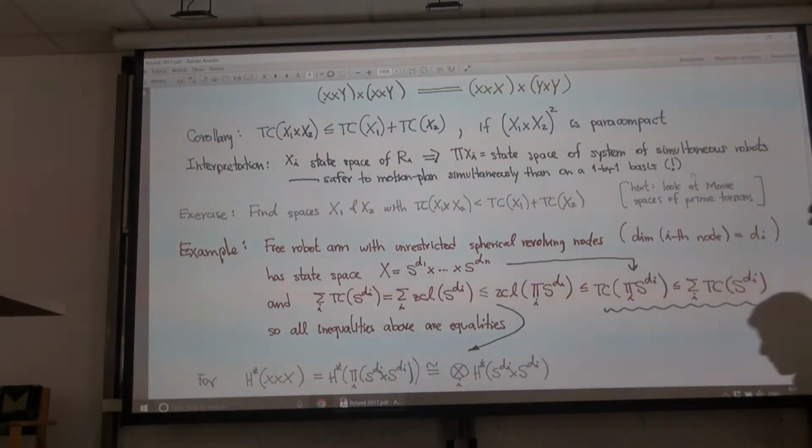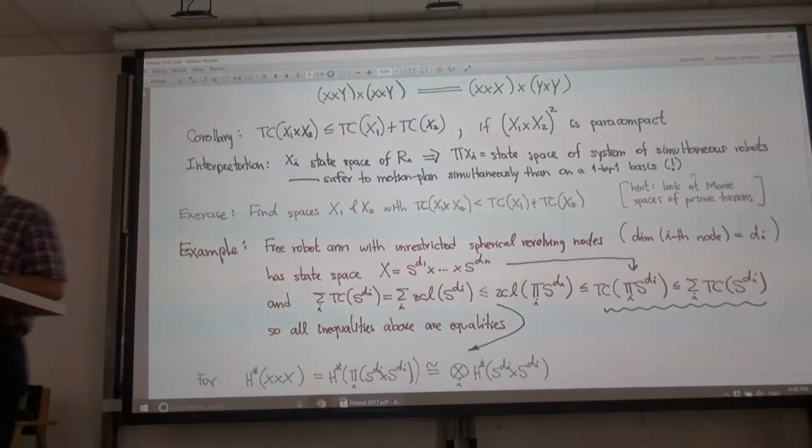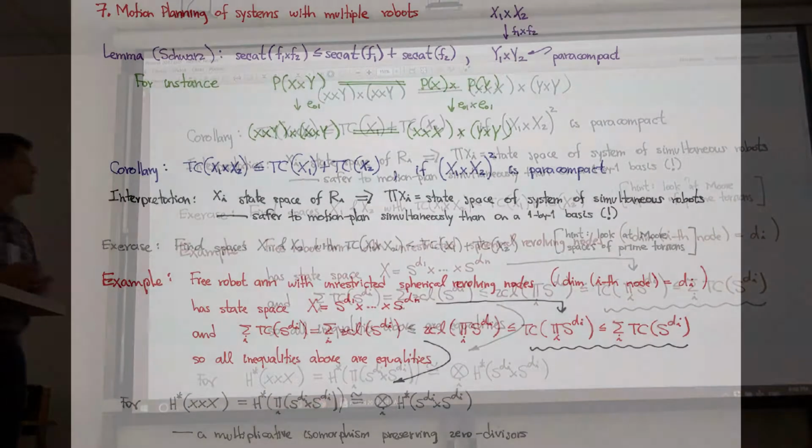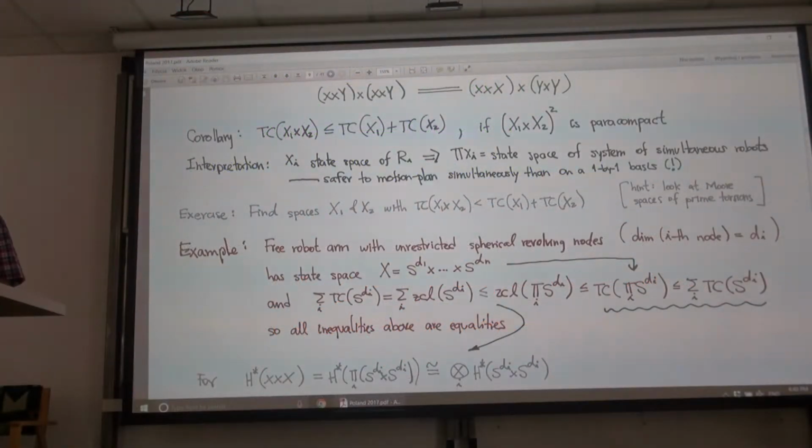Now you can play a little bit with the estimates that I already told you to realize that the topological complexity of the space of states of this robot is precisely the sum of the topological complexities, because it's bounded from above and below by the same number. So here's an example then where this doesn't happen, when you have spheres. And spheres are, of course, very, very nice. Not easy, but nice.